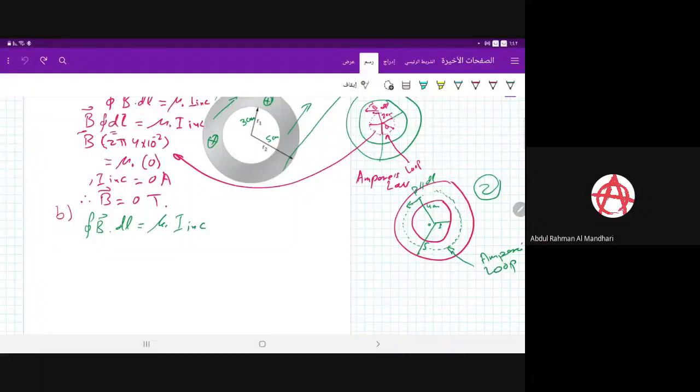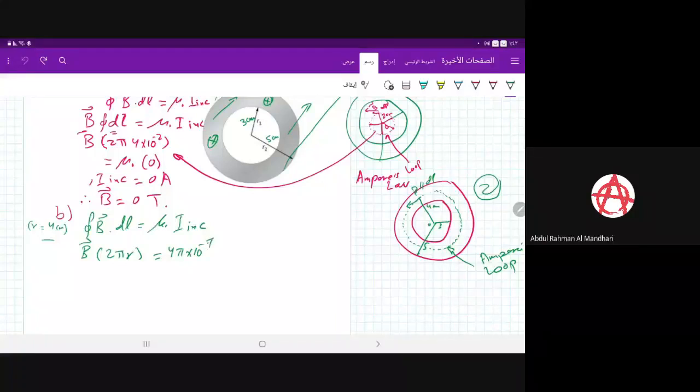This is easy on the left here. Why is that? Because we know B will be constant, and we know that this is 2πr, as we said. R here, don't forget, at B, R equals 4 centimeters. Mu naught is constant. We know it actually, it's 4π times 10 to the minus 7. So that is constant. No problem with that.